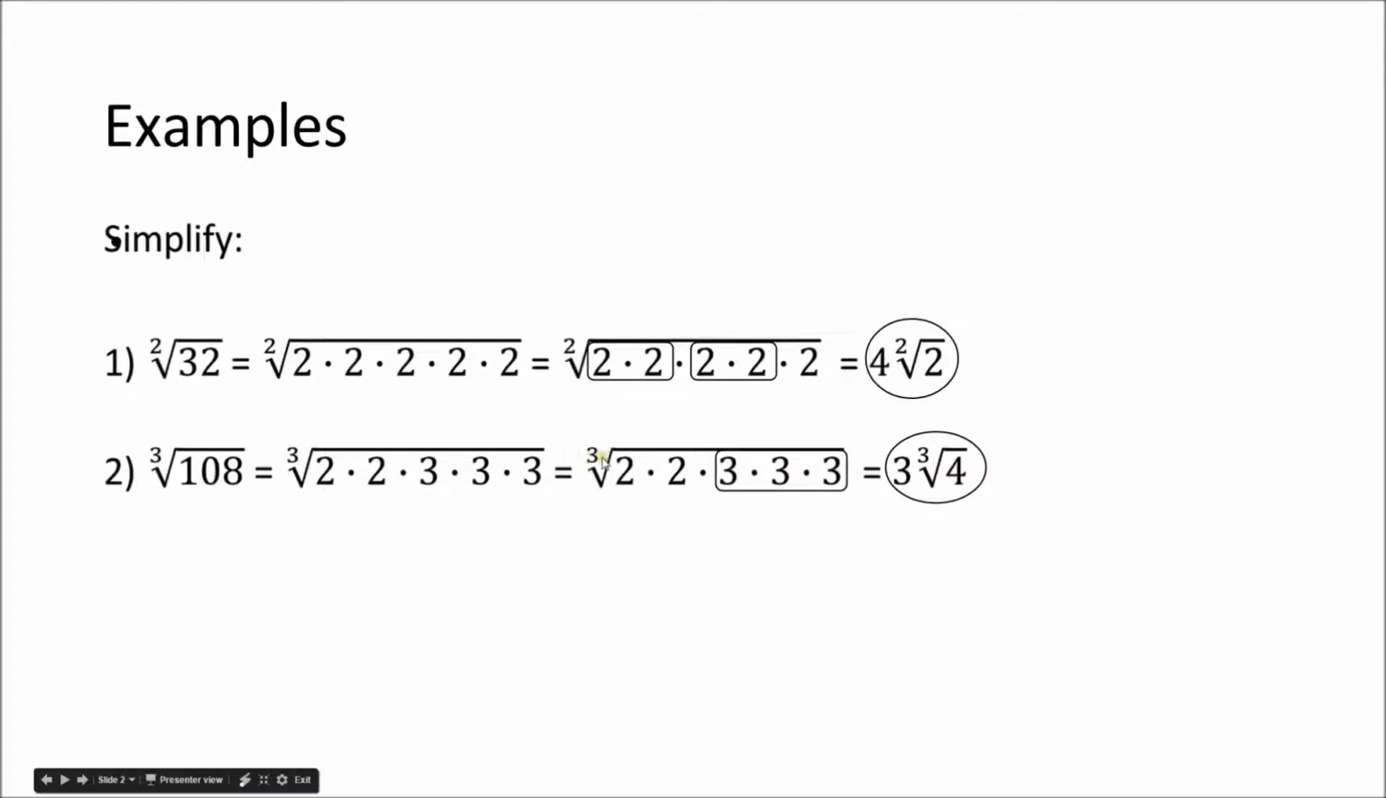Because remember that a third root is saying, what number would I multiply 3 times to get this number? Well, I've got 3 3s right here. So the number that I'd multiply by itself 3 times to get 3 times 3 times 3 is 3. You're taking the third root of this. Because you have 3 of them here, we're taking the third root and putting it on the outside.